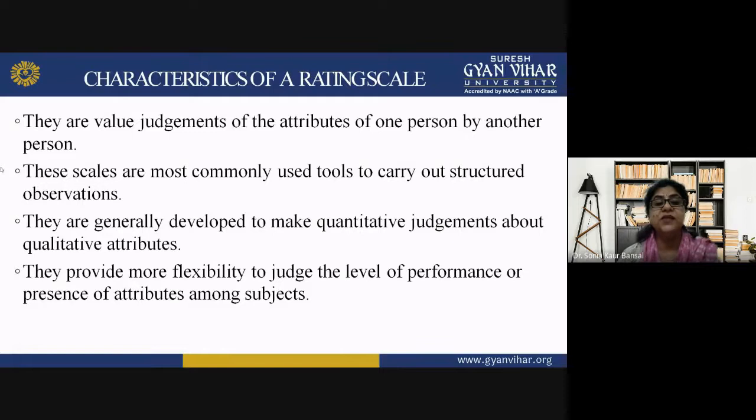Next, students, rating scales are generally developed to make quantitative judgments about qualitative attributes. As we have seen in the numerical presentation and graphical presentation, there were quantitative judgments. And then we have seen descriptive. So we are giving qualitative attributes also. So quantitative judgments are made about qualitative attributes. How the pain was assessed, you have seen. How much? So a particular category was following how much. And from the beginning, when there was no pain, at the last, it was hurting more and more. So rating scales provide more flexibility to judge the level of performance or presence of attributes among subjects.